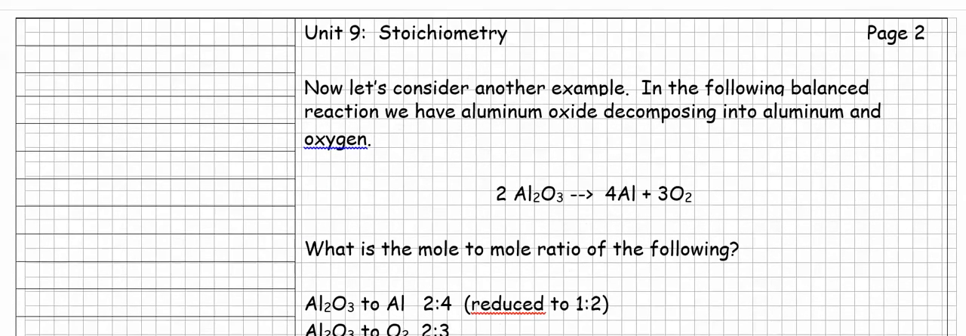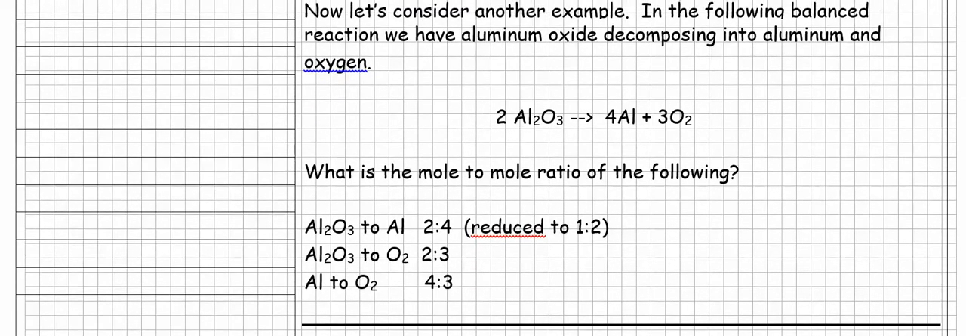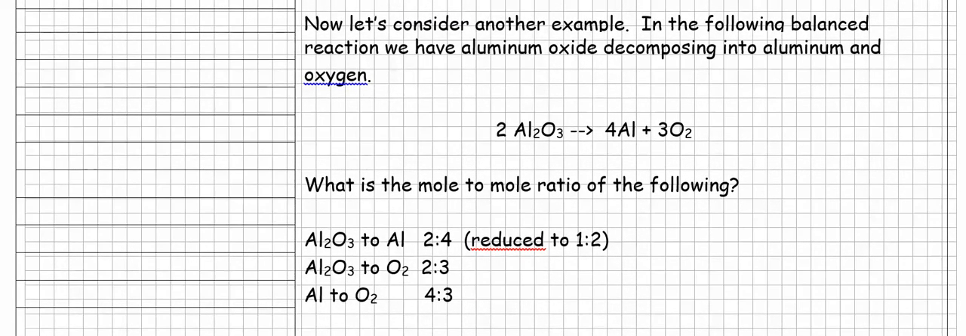So let's move on. Now let's look at another example, all right? This is a decomposition reaction that we actually looked at earlier. In the following balanced reaction, we have aluminum oxide decomposing into aluminum and oxygen. We have those two, aluminum and oxygen, right? So it's a 2 to 4 to 3 relationship, as you can see. 2 moles of aluminum oxide decompose into 4 moles of aluminum and 3 moles of oxygen.